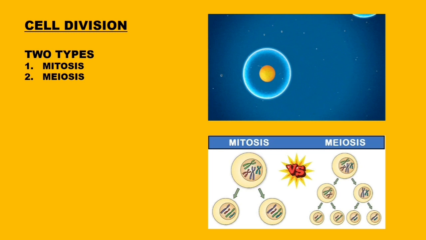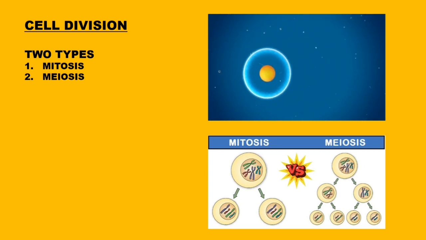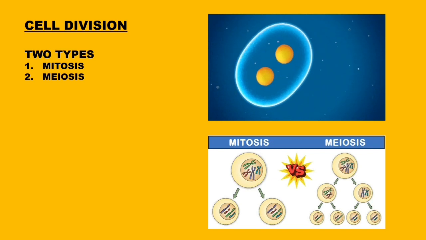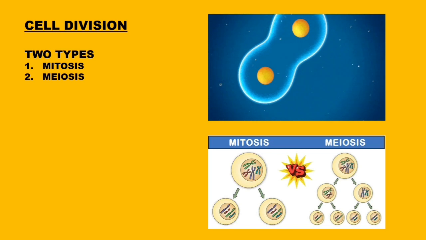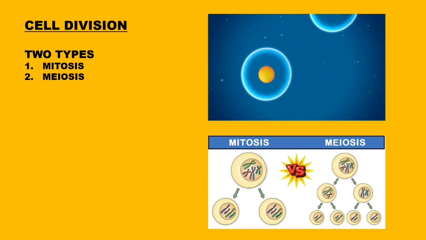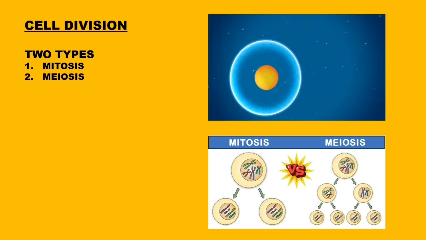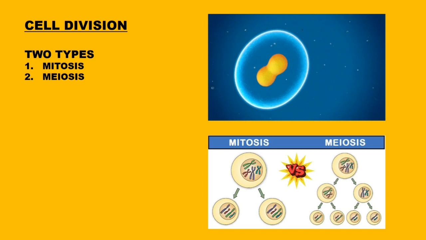Meiosis. Meiosis cell division occurs in reproductive cells. This type of cell division takes place during the formation of haploid gametes, that is ova and sperm. It is also known as reduction cell division, during which each daughter cell has a haploid number of chromosomes. Four daughter cells are produced from one meiotic cell division.